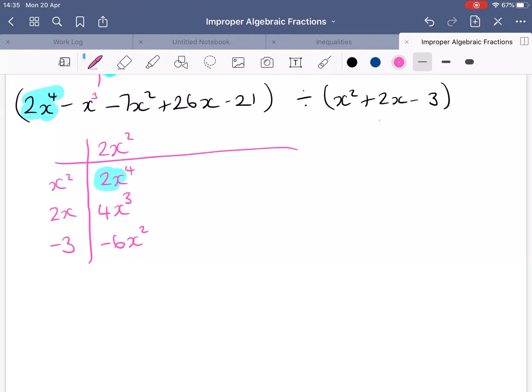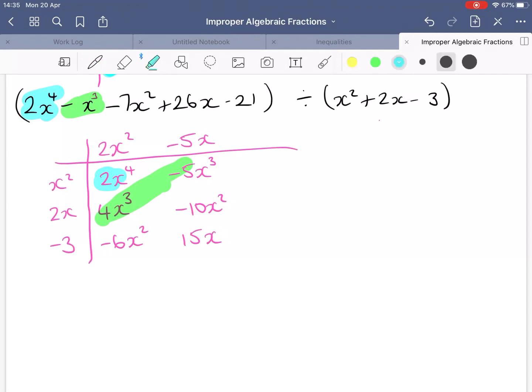Right, got to deal with the x to the power 3 term. So remember, these always come in diagonals. Now, I've got 4x cubed, but I only want minus 1x cubed. So I need a minus 5x cubed. So that's going to be minus 5x on the top. Fill in the column, minus 10x squared, and minus 5x times minus 3 is plus 15x.